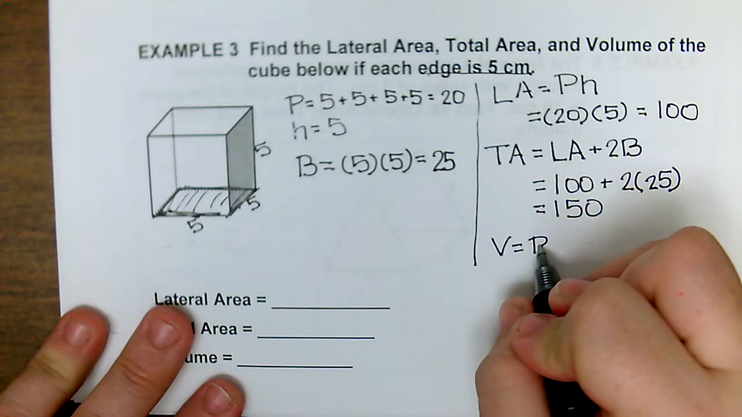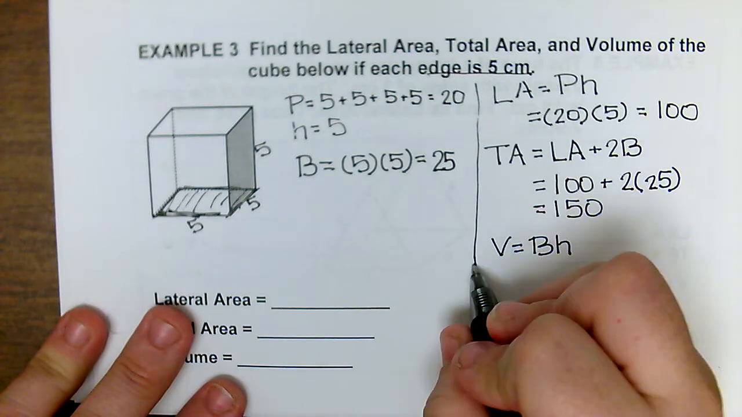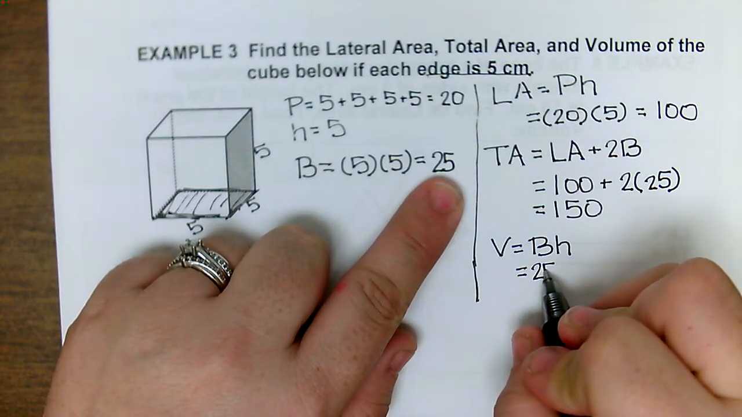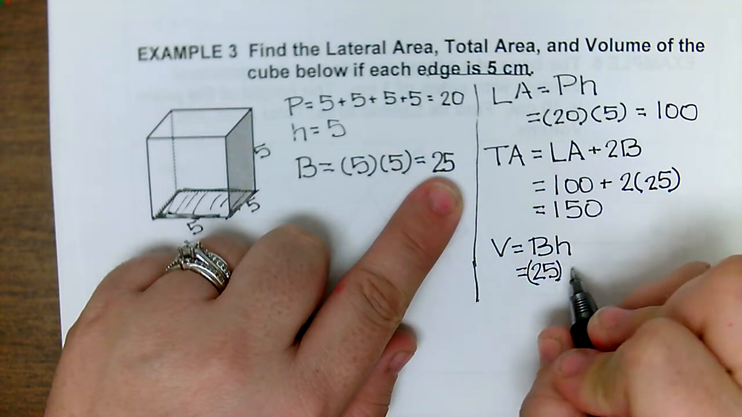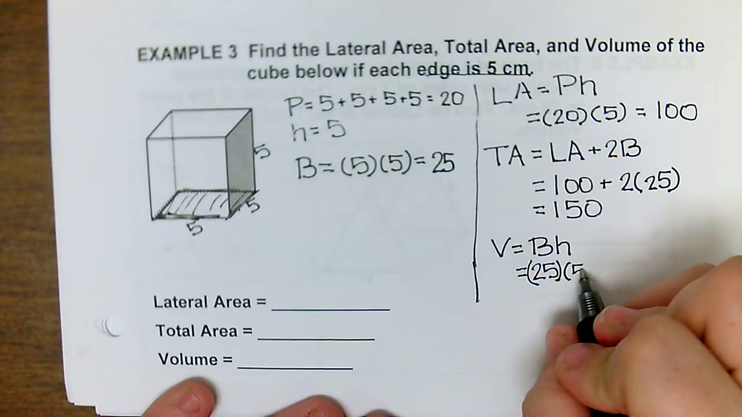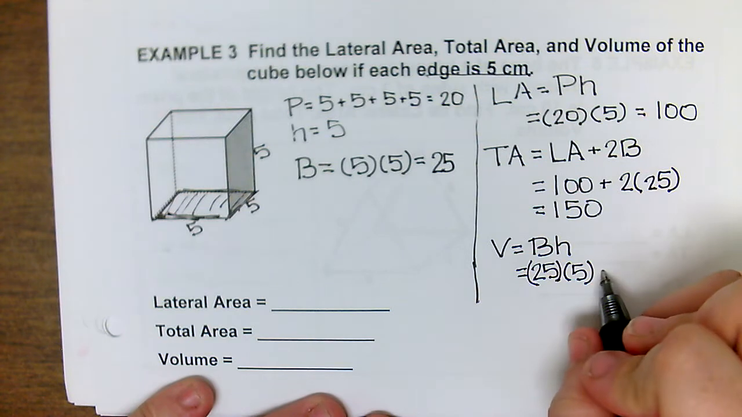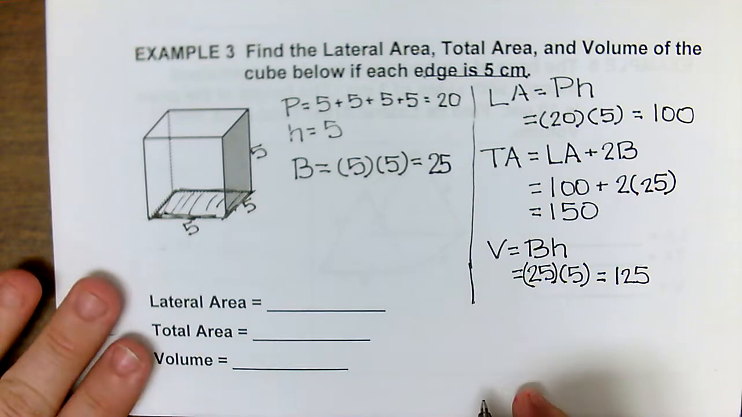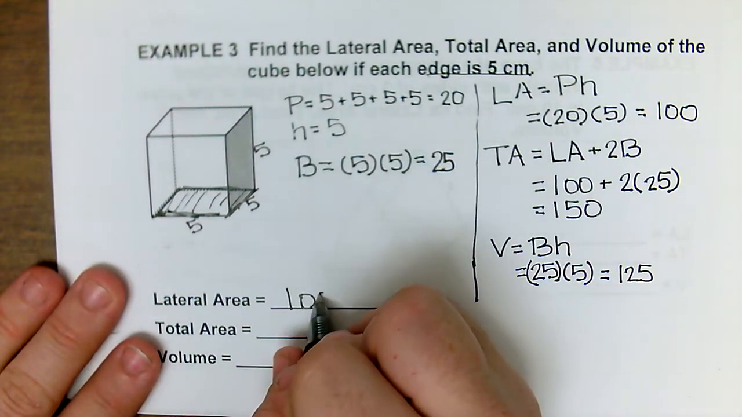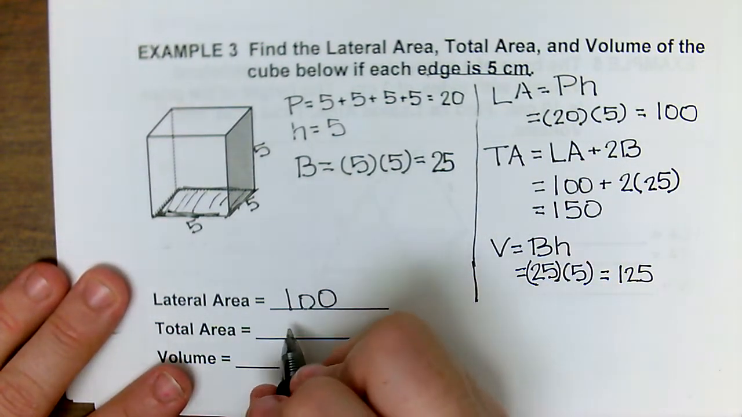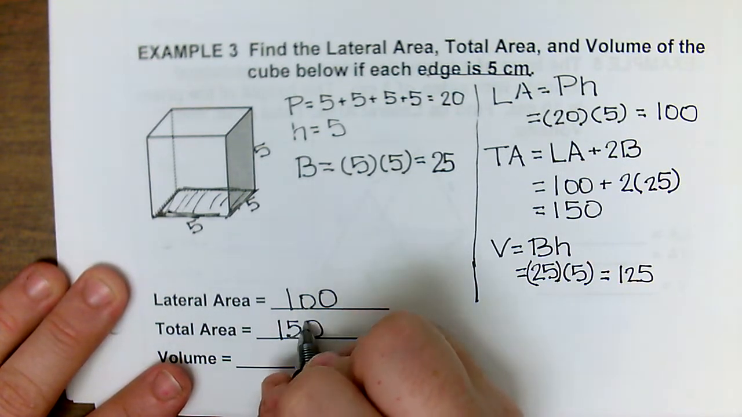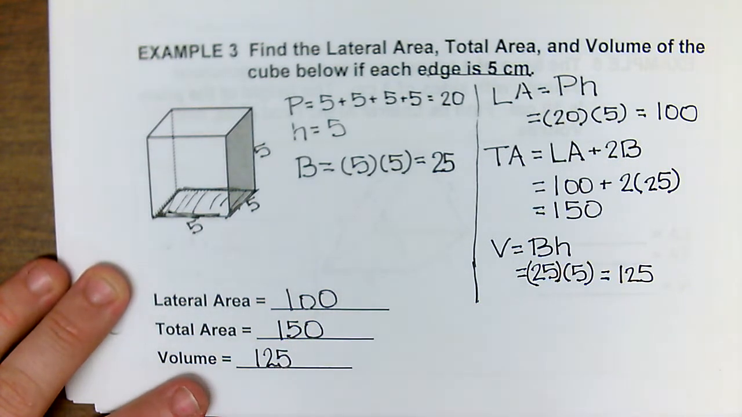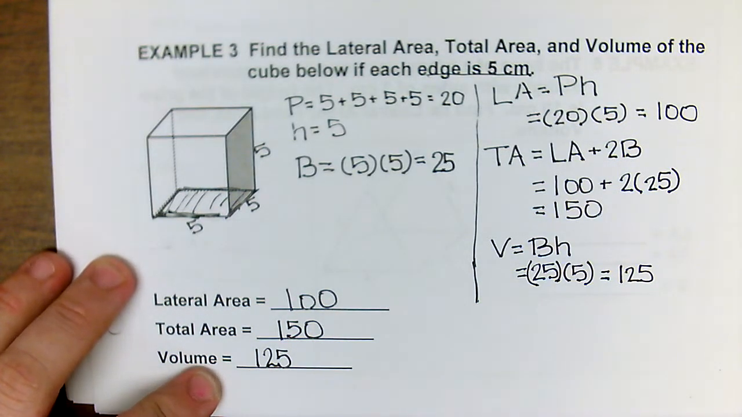Alright, volume is big B, little h. So instead of big B, we're going to plug in the 25. And instead of h, we're going to plug in the 5. So 25 times 5 is 125. So our lateral area was 100 units squared. Our total area, 150 units squared. And our volume is 125 units cubed.